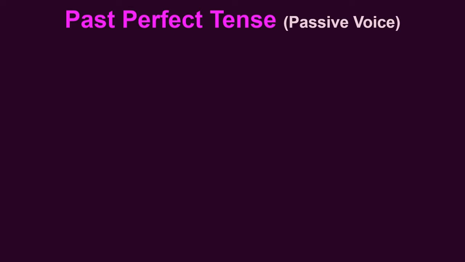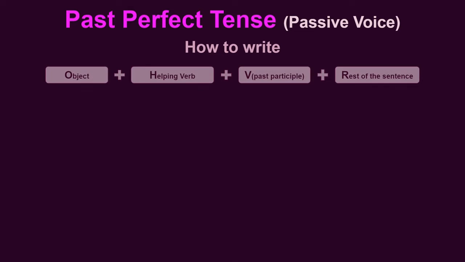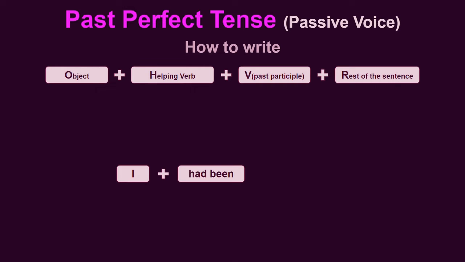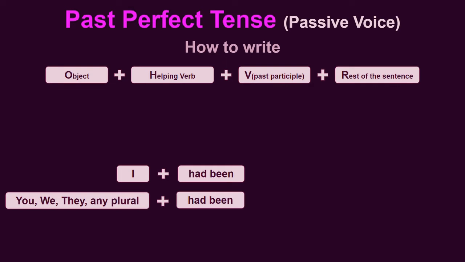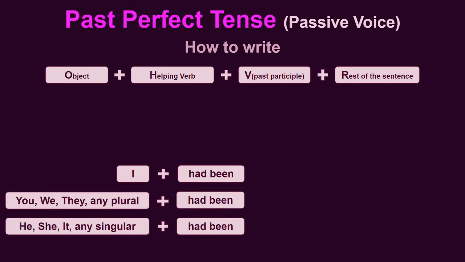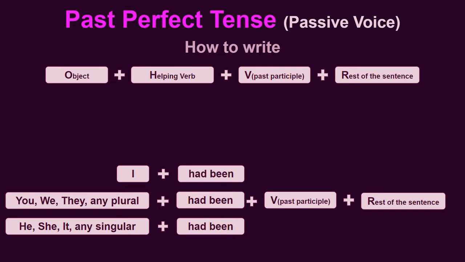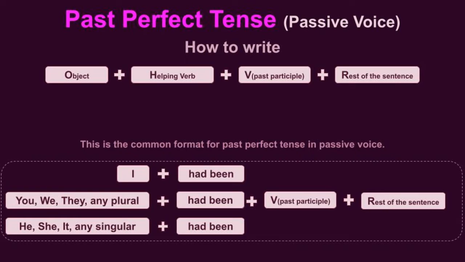Past perfect tense. Passive voice. How to write. Object, helping verb, verb in past participle, rest of the sentence. This is the common format for any passive voice sentence. I had been. You, we, they, any plural, had been. He, she, it, any singular, had been. Verb in past participle, rest of the sentence. This is the common format for past perfect tense in passive voice.